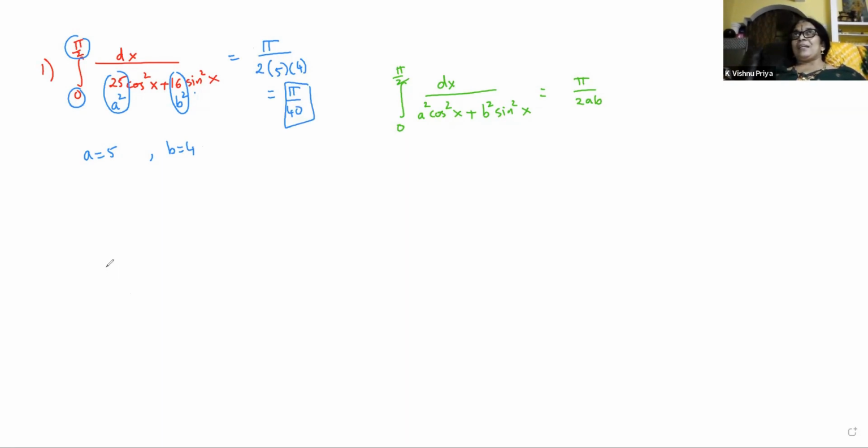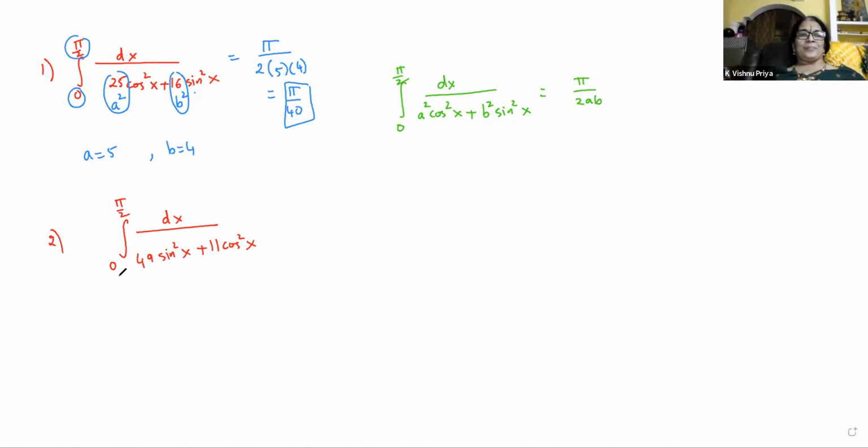Again, I'm saying, if you do it in the usual method, it will take more than 5 minutes. But here, a very, very easy method. Let us see one more question of this kind. Integral 0 to pi by 2, dx by 49 sine square x plus 11 cos square x. Even this is looking like the formula only.